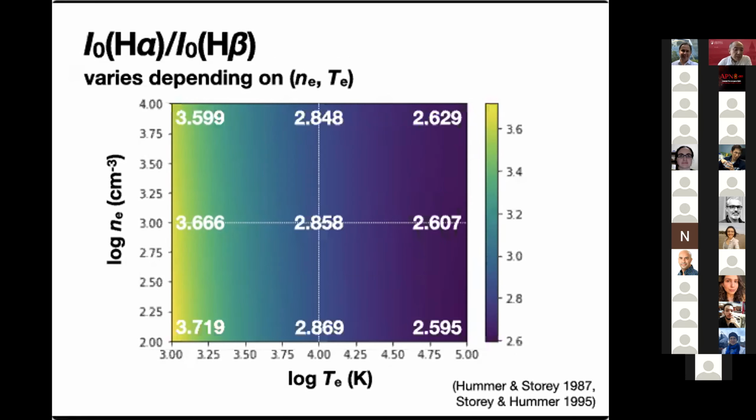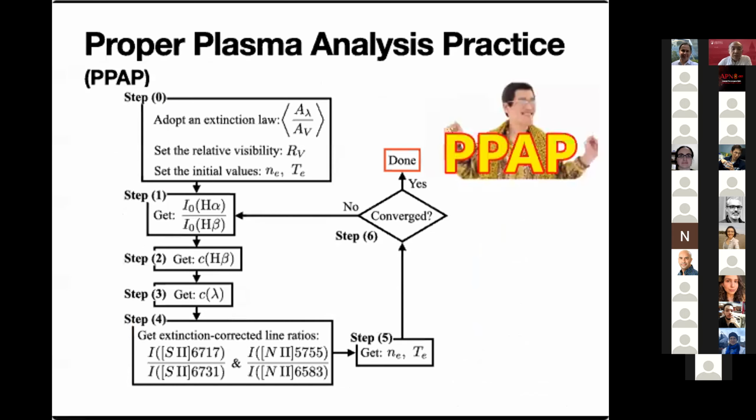So what I suggest is the following. I named it proper plasma analysis practice, PPAP. And as I said, this is just the iteration. You start off with your extinction law and the RV value, and your initial starting point values of electron density and electron temperature, and then first get the intrinsic line ratio, and get the extinction, and then do the extinction correction, and then do the plasma diagnostics iteratively, derive your first result of density and temperature, and then compare that with your initial result.